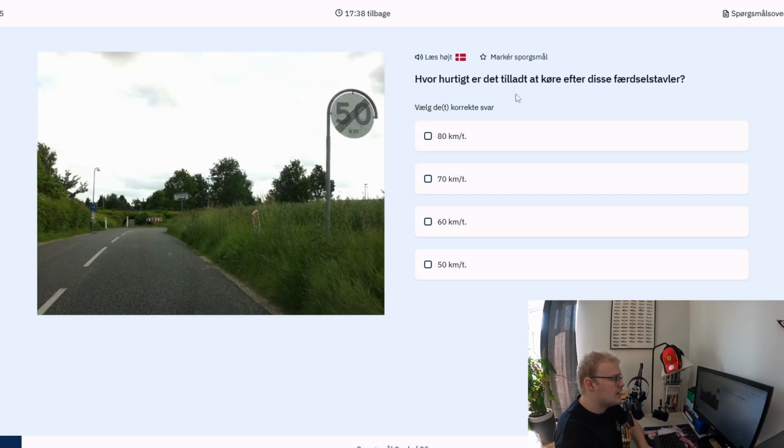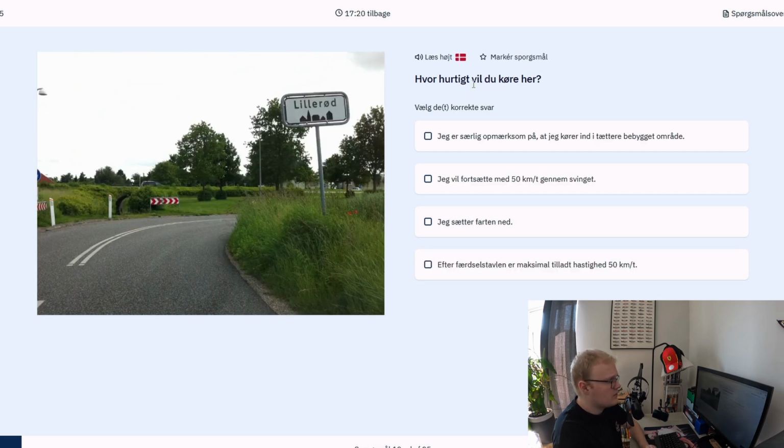How fast is it allowed to drive after these signs? So the first sign you have here is 50 stops, which means it's technically 80 here. But then the next sign down here is the Danish sign for built-up area. So that means it's 50. So it's 50 kilometers an hour.